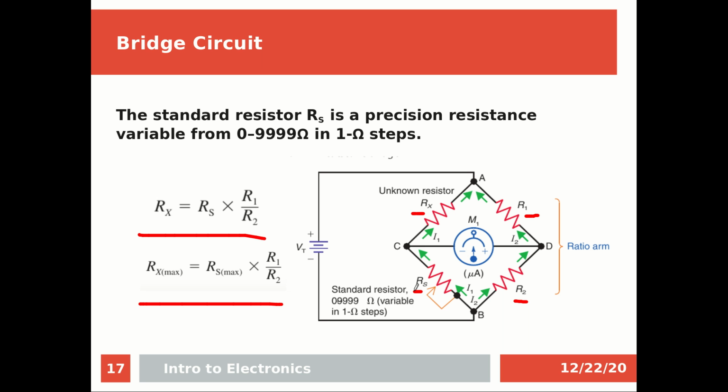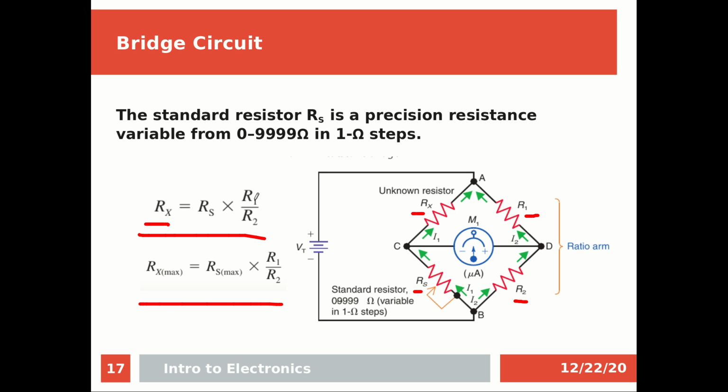Here we have a potentiometer RS, which has values from 1 to 0.99 or 0.9999. So this is like a potentiometer. You can change the value for RS. Okay, so here this is called the ratio R, so R1 over R2, and here we have the potentiometer. Here we have the Rx, the unknown resistance.